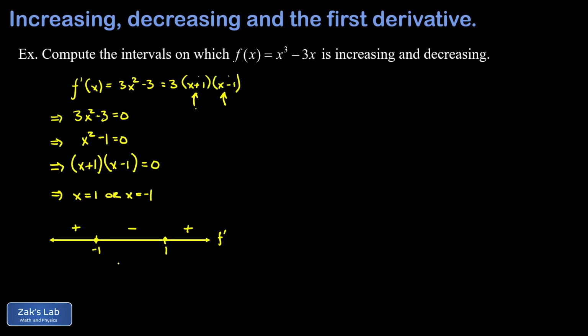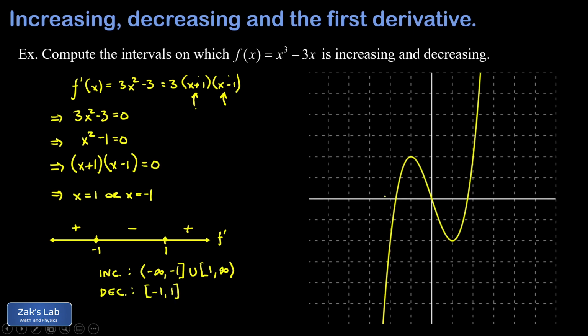So remember, when the derivative is positive, I'm talking about a region where the function is increasing. When it's negative, that's a region where it's decreasing. So we get our answer, f is increasing on -infinity to -1, and also on 1 to infinity. And the derivative is negative, so f is decreasing on the interval -1 to 1.